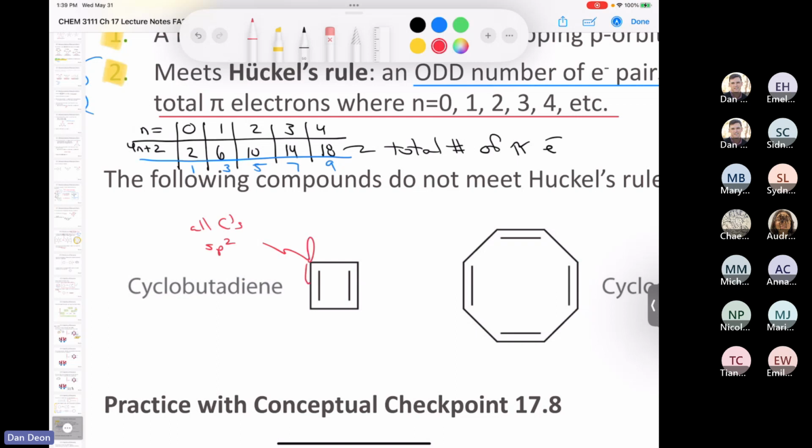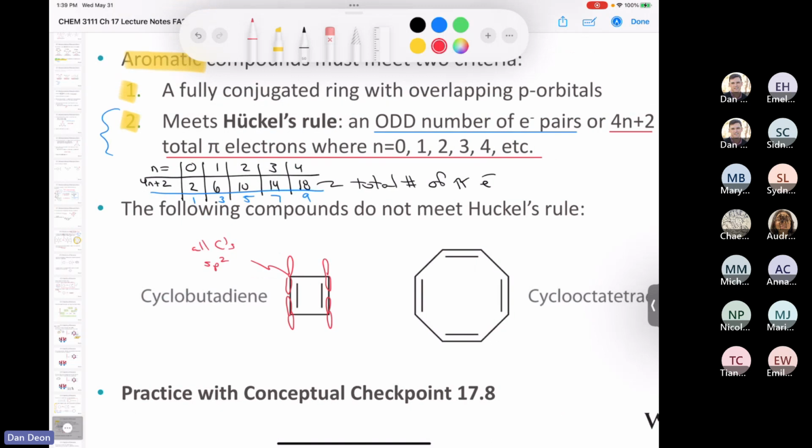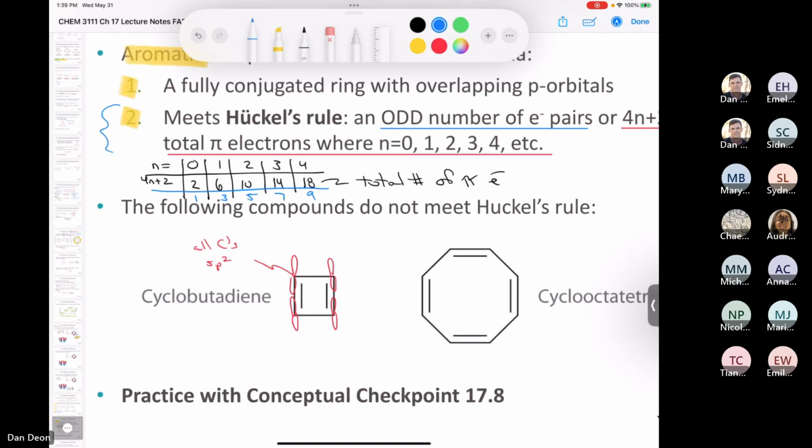So do we have a continuously overlapping system of p orbitals? Oh, you bet your bobby socks we do. Just a beautiful system. This thing is gorgeous. But how many total pi electrons are in this ring? 4, right? Because you have 2 pi bonds. There's 2 electrons in this pi bond and 2 electrons in that pi bond.